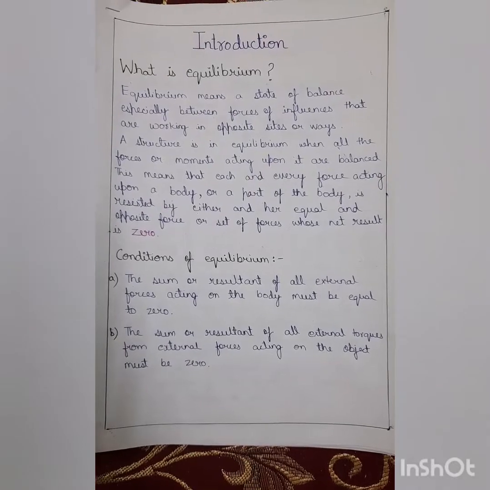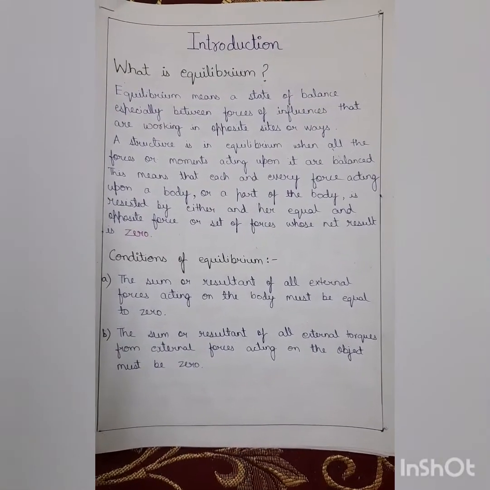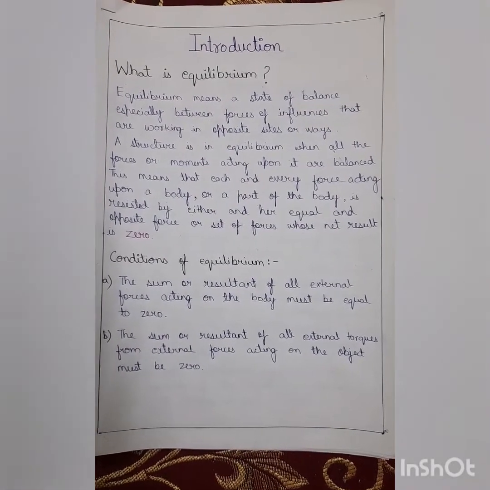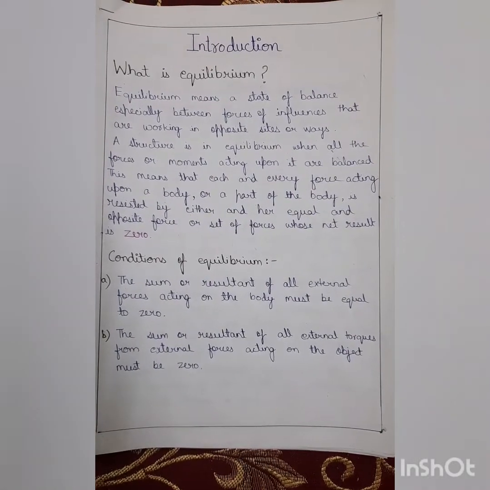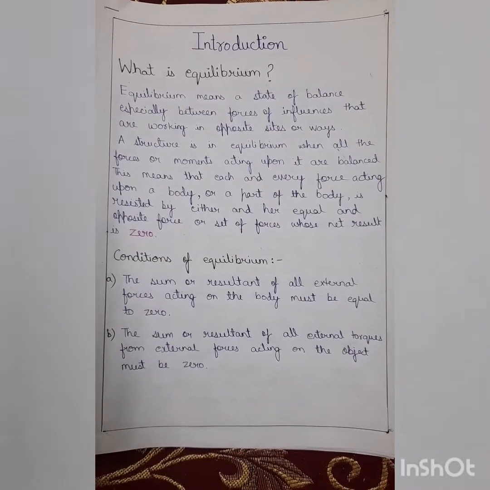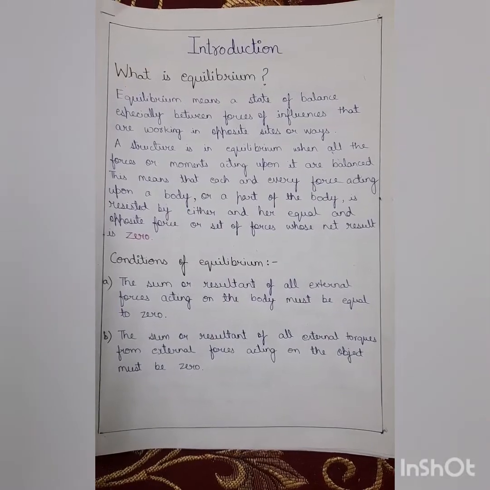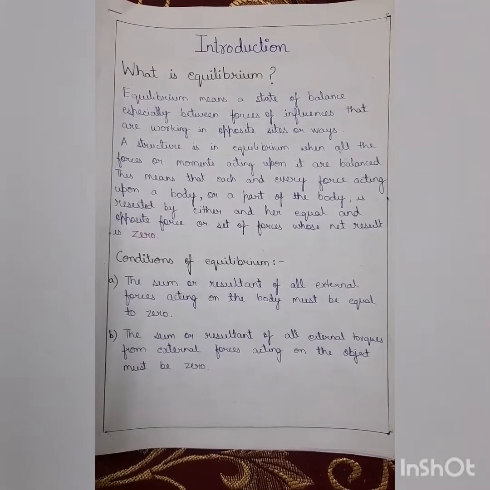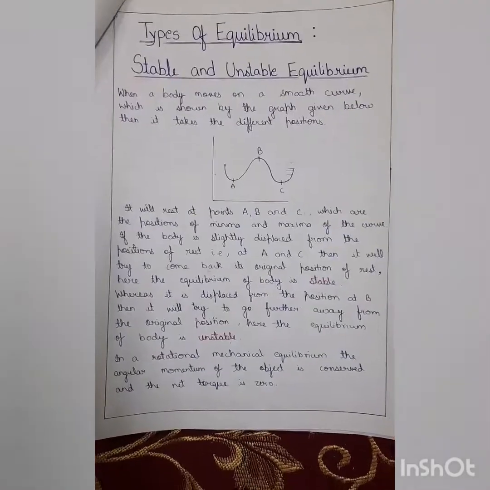Now, what are the conditions of equilibrium? The first one is the sum or resultant of all external forces acting on the body must be equal to 0. The sum or resultant of all external torques from external forces acting on the object must be 0.